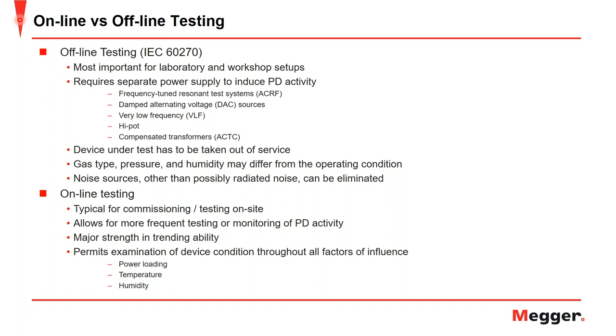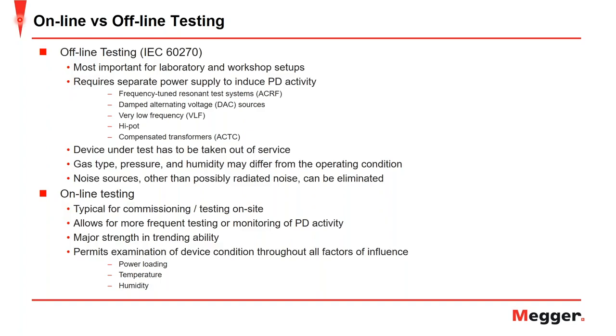As stated, in offline testing the device under test has to be taken out of service, which can affect operating conditions such as gas type, pressure, and humidity that may differ from online testing. But one of the things you gain is that noise sources other than the radiated noise can be eliminated.